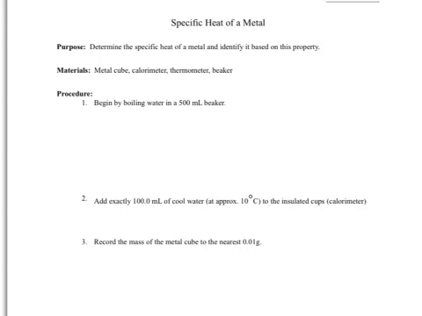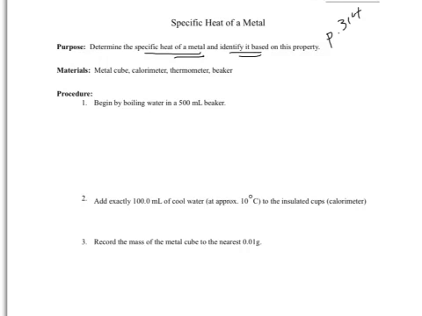The purpose of this lab is to determine the specific heat of a metal cube, and then based on that specific heat capacity, identify it on that one property. The table of the information is in your book in Chapter 9 on page 314. So you're going to want to look up the actual specific heat capacities of the metals that you could have.